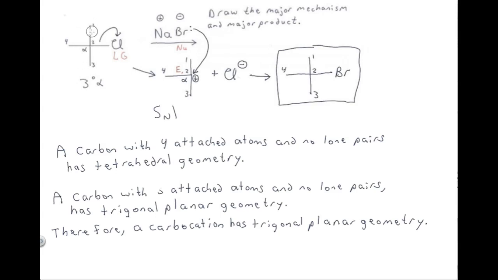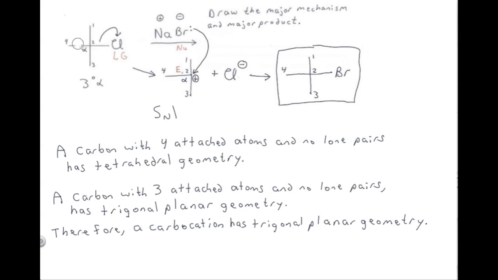For example, carbon 1 here is attached to carbon 2 and 3 hidden hydrogens. 4 attached atoms and no lone pairs. All of these carbons are tetrahedral. But notice that a carbocation has, whoops, this meant to be 3. A carbocation has 3 attached atoms and no lone pairs.